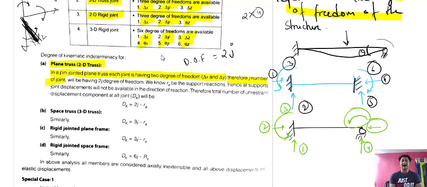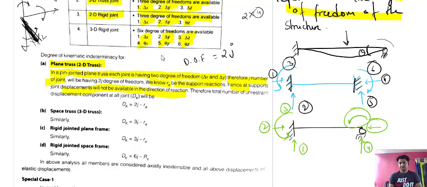And we know that Re is the support reaction. So we need to subtract the support reactions from the total number of degrees of freedom in the truss. Hence, at a support, joint displacement will not be available in the direction of the reaction.